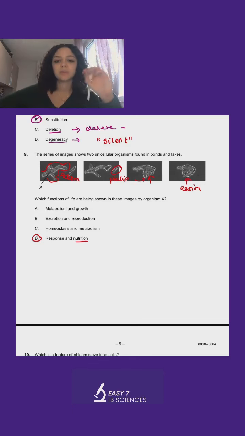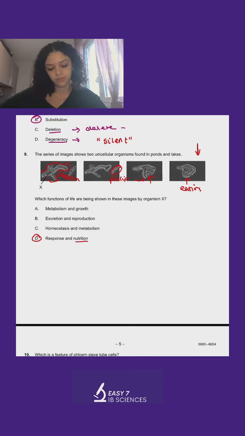In a lot of the specimen papers, I think they also introduce lots of micrograph images. So make sure you understand your micrograph images very well, because I believe there are also going to be lots of micrograph images in your exam.